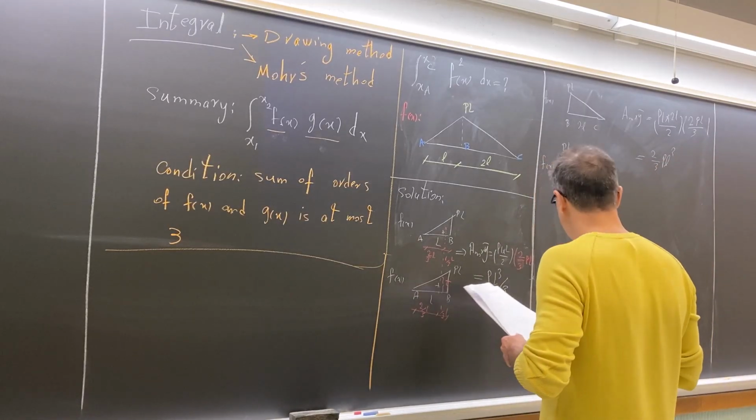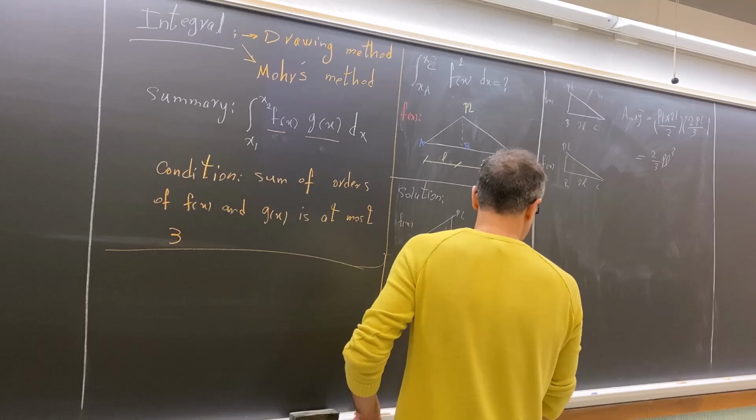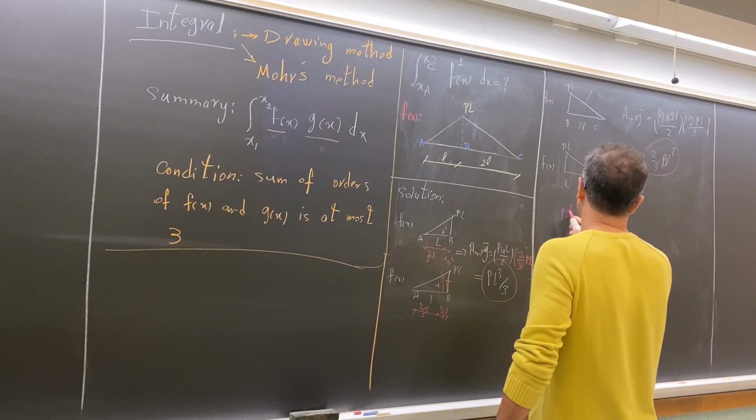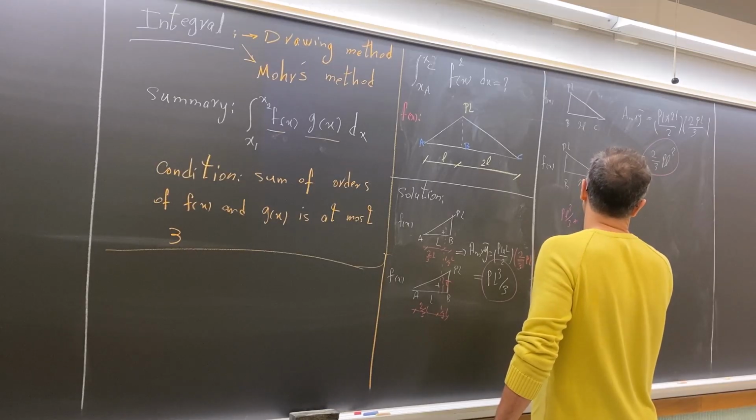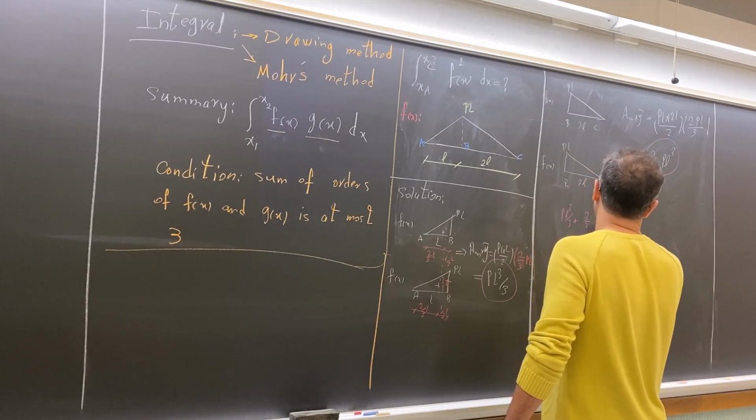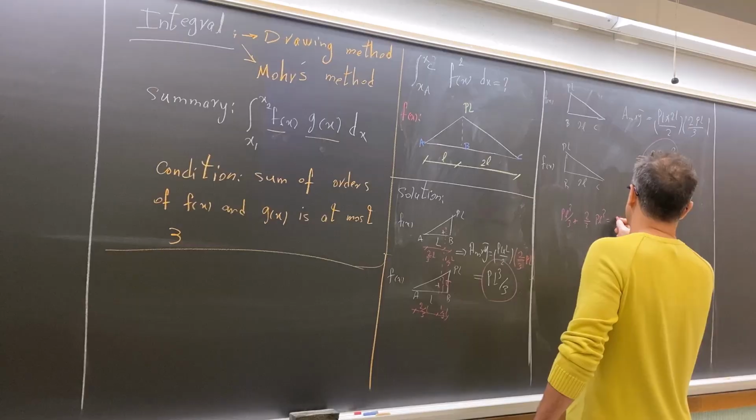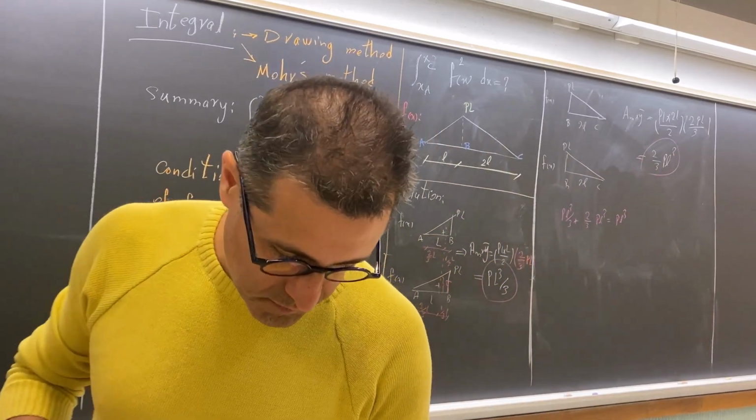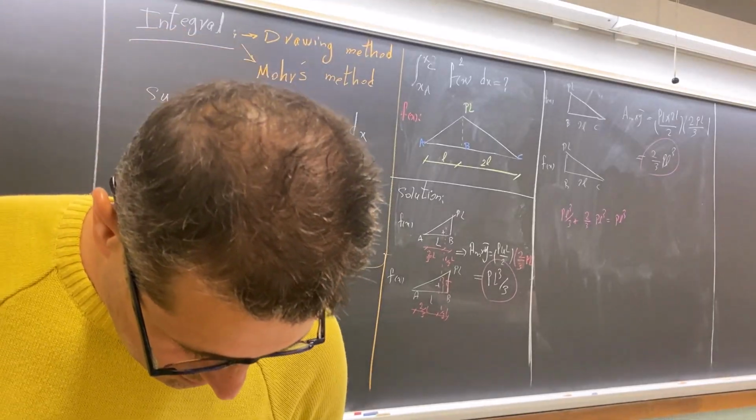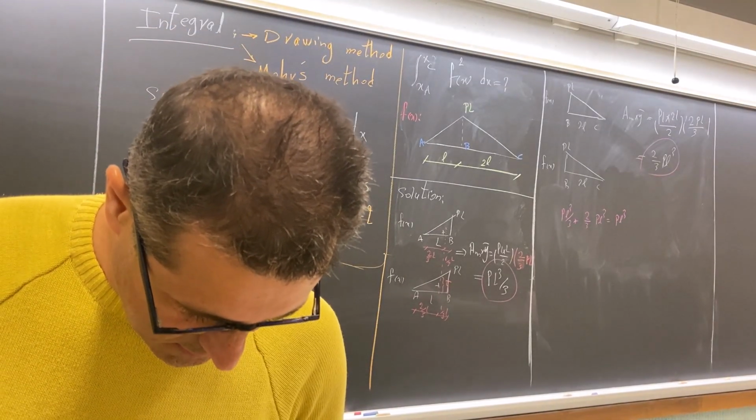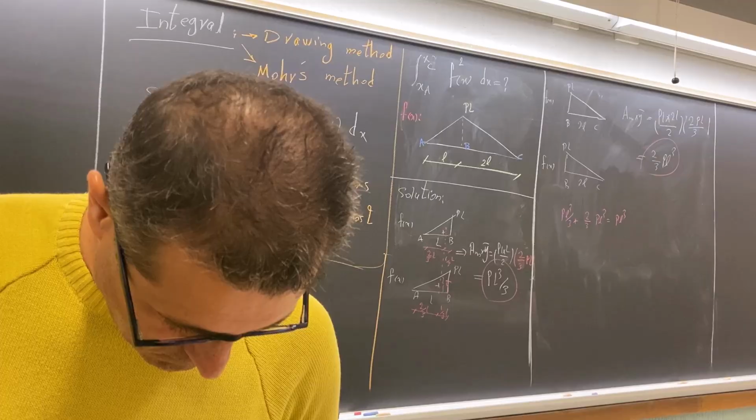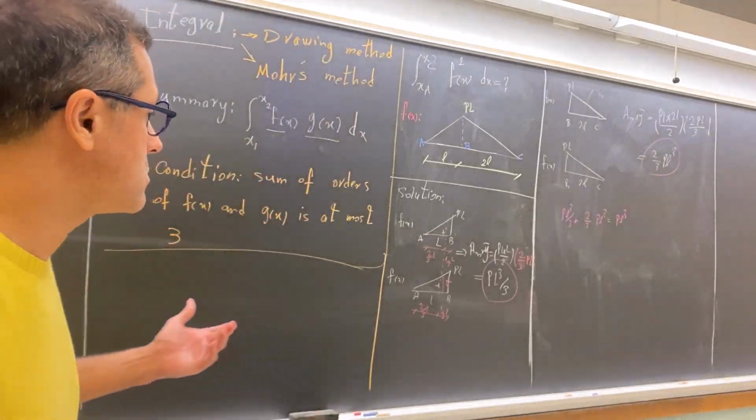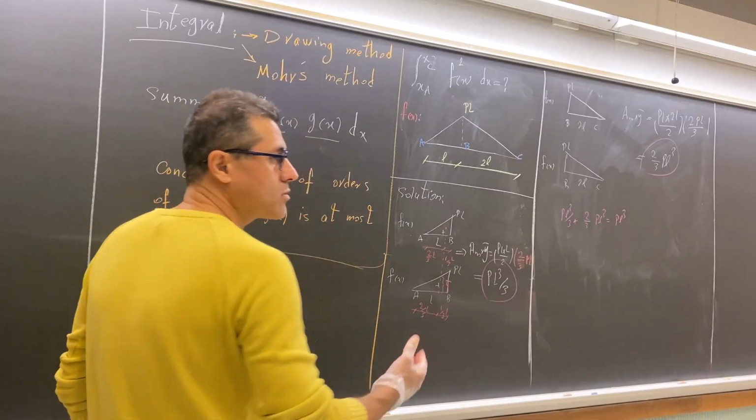So now we put them together. We have PL cube over 3, and 2 over 3 PL cube. So the final answer is just PL cube. That's it. So this was the Moore method. And we are done with this method.